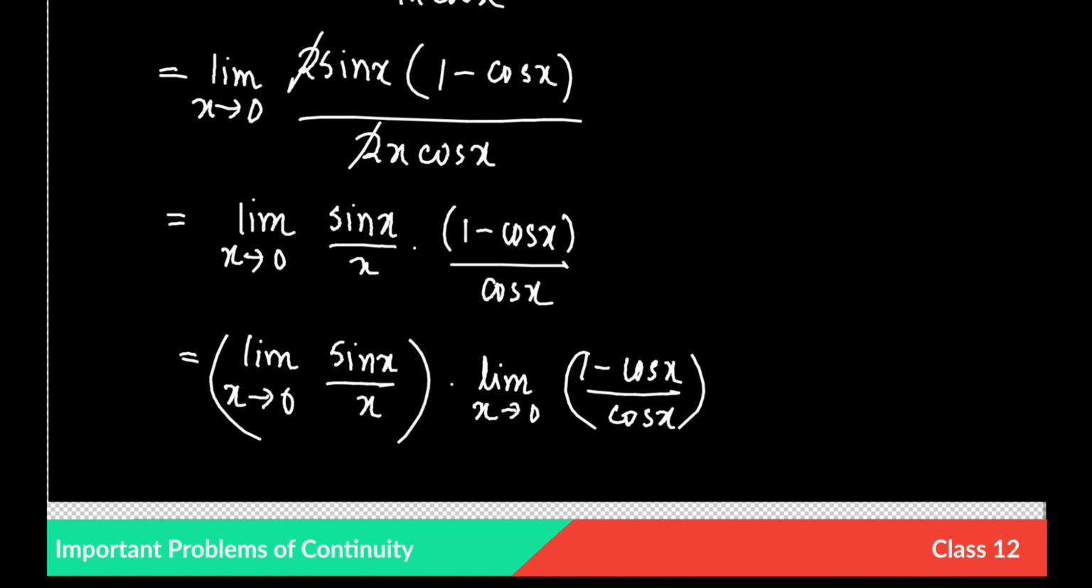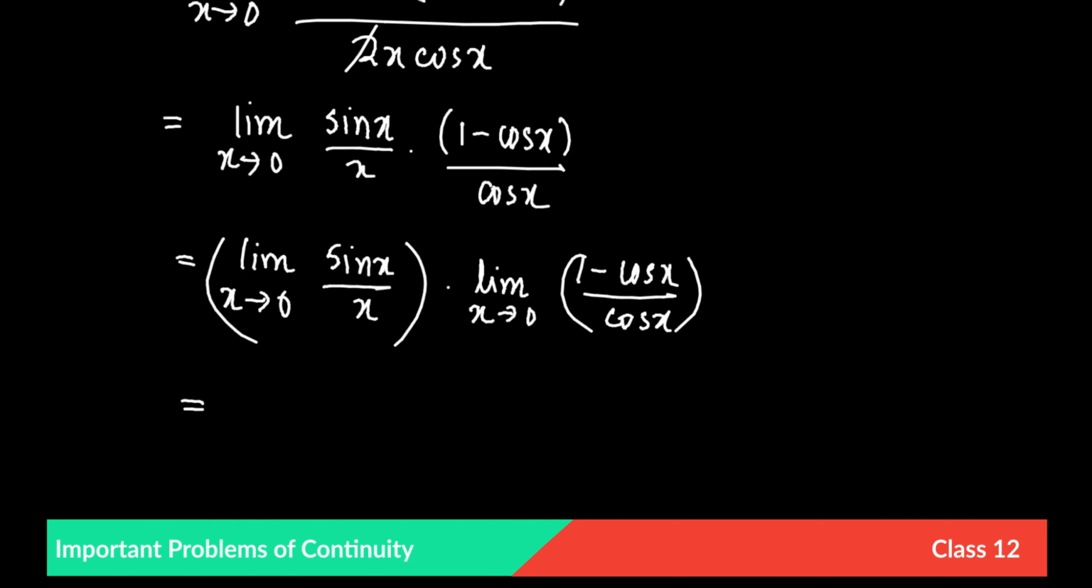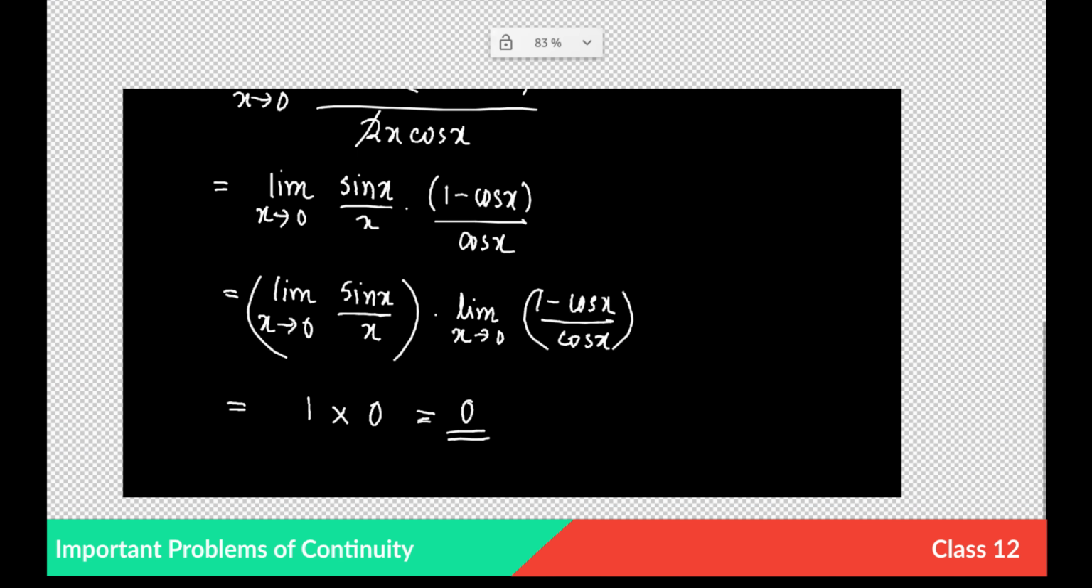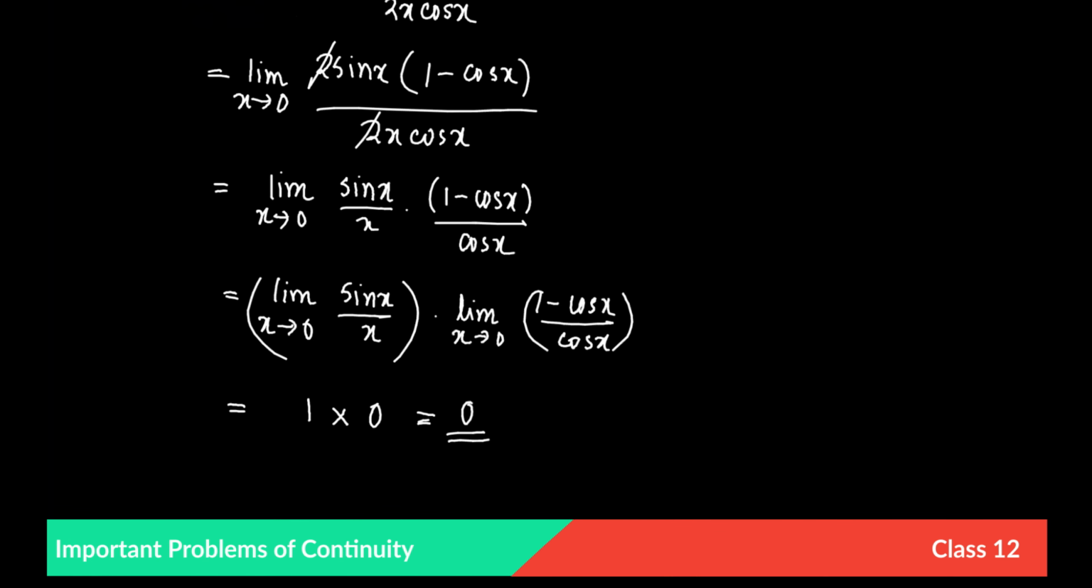So what is the value? The limit as x tends to 0 of sin x by x, we all know, is 1, into the limit as x tends to 0 of (1 minus cos x) by cos x. Cos of 0 is 1, so 1 minus 1 by 1 is actually 0. So ultimately the value is 0. We have got the limiting value as 0.